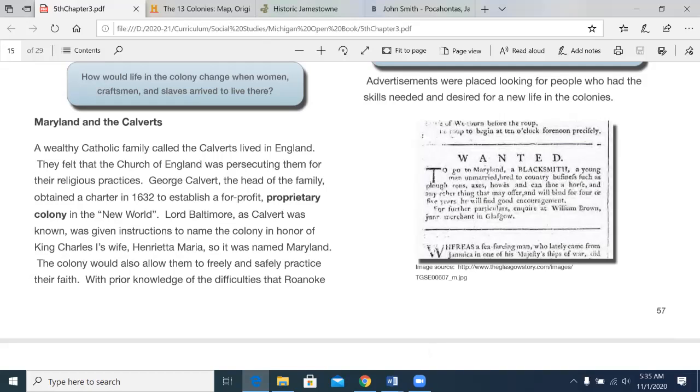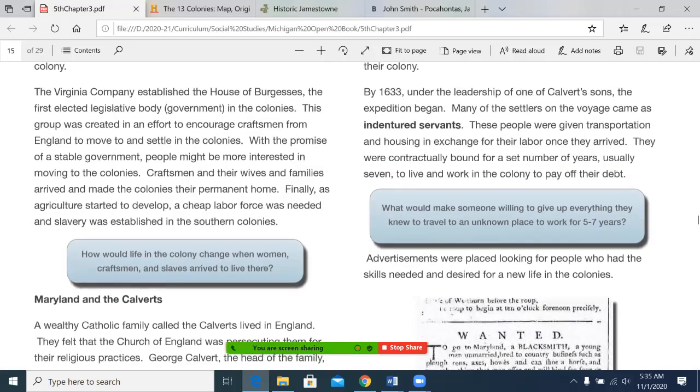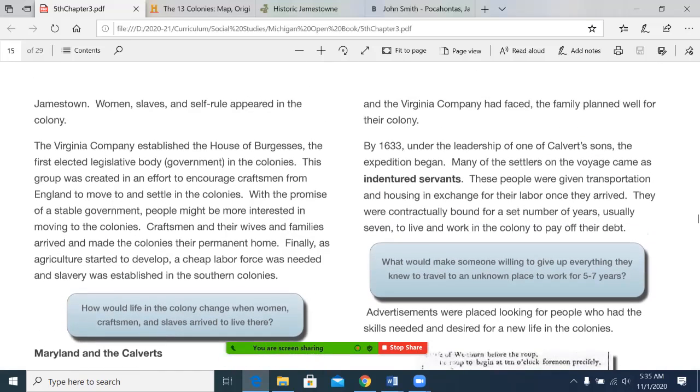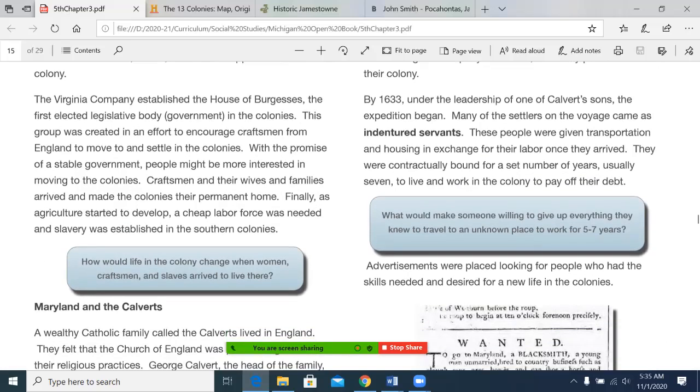Lord Baltimore, as Calvert was known, was given instructions to name the colony in honor of King Charles I's wife, Henrietta Maria, so it was called Maryland. The colony would also allow them to freely and safely practice their faith. With prior knowledge of the difficulties that Roanoke and the Virginia Company had faced, the family planned well for their colony. By 1633, under the leadership of one of Calvert's sons, the expedition began.